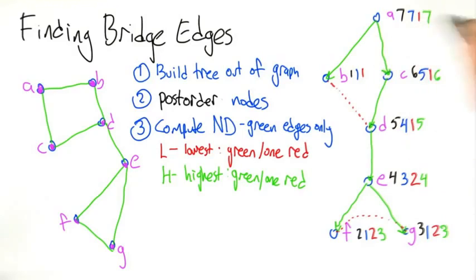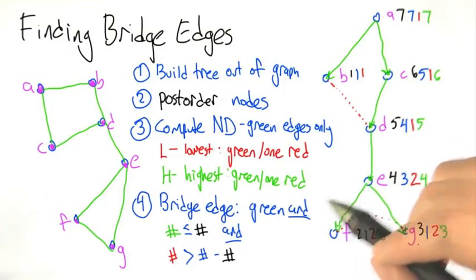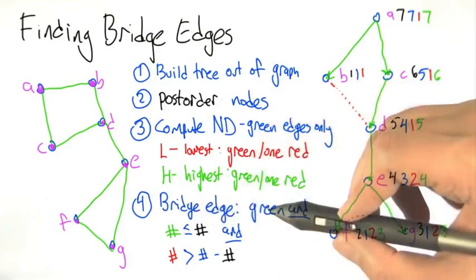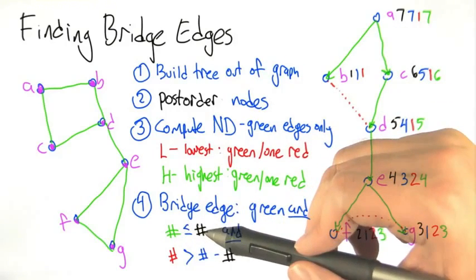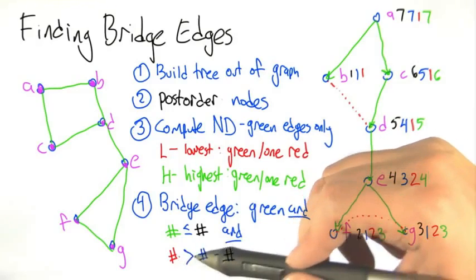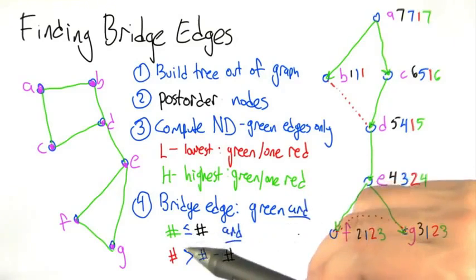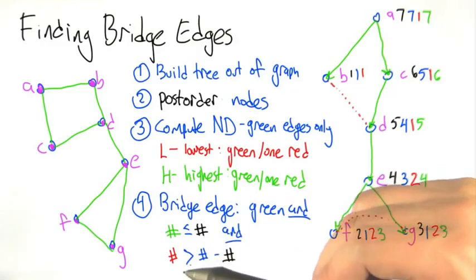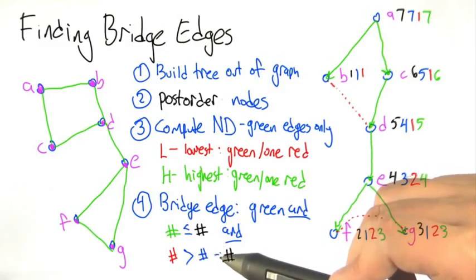All right, now we've decorated these nodes with lots of interesting numbers. Now we can get to the last step. Given all these nicely decorated nodes, we now have a rule for figuring out which ones are the bridge edges. And this is the rule. All the bridge edges are the ones that are green. They have to be tree edges. And the green number is less than or equal to the black number. And the red number is bigger than the blue number minus the black number. Or in words, the H value has to be less than or equal to the post-order value. The lowest value has to be bigger than the number of descendants minus the post-order value.